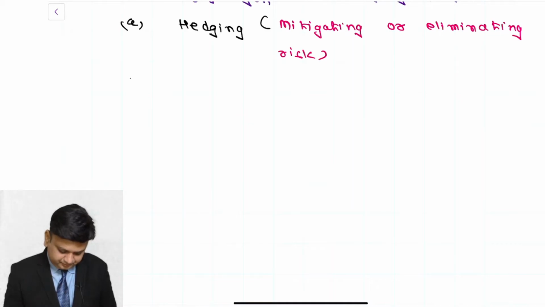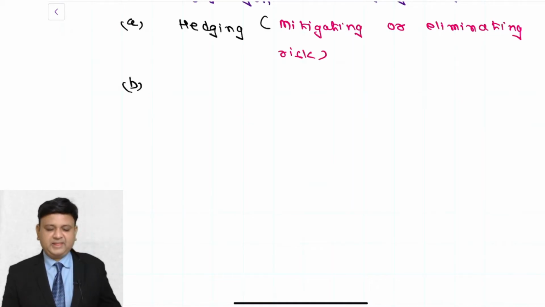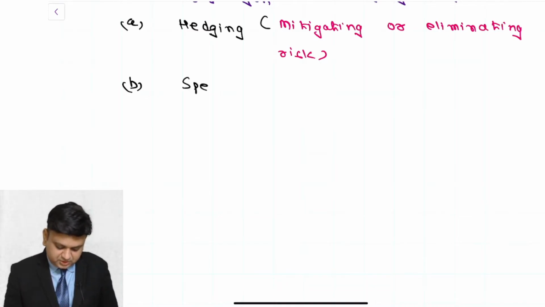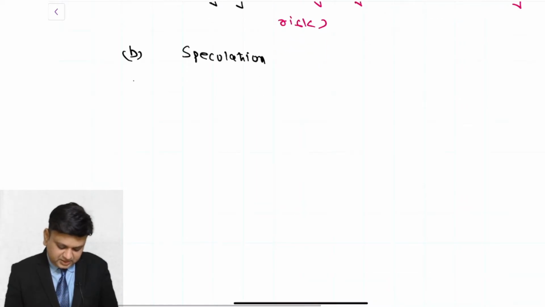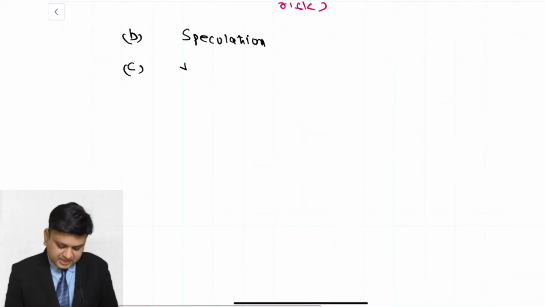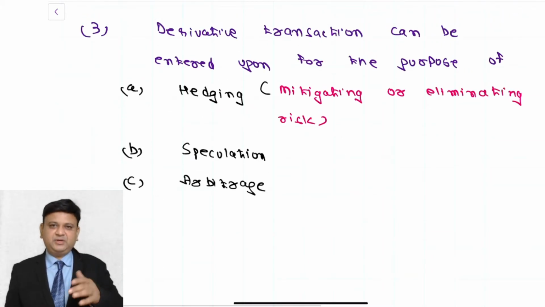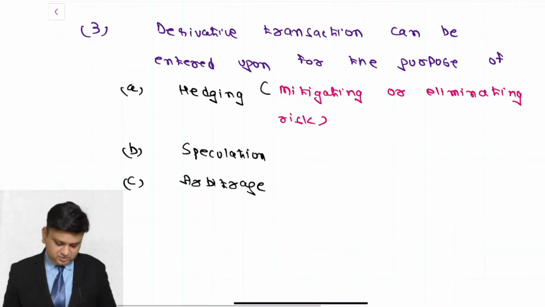B, speculation. C, arbitrage. Now what is arbitrage, that I am going to discuss slightly later on.